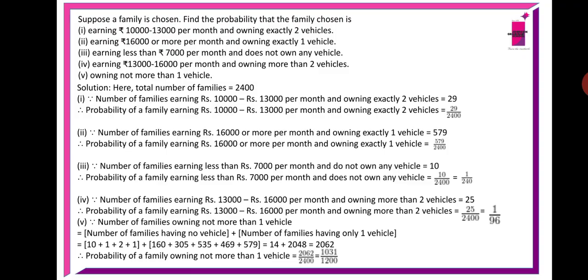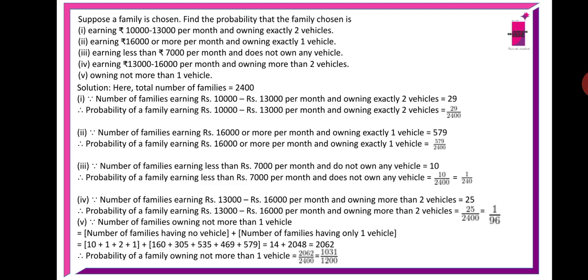Now we will go to the questions related to it. Suppose a family is chosen, find the probability that the family chosen is earning 10,000 to 13,000 per month and owning exactly 2 vehicles. You can see here the total number of families is 2,400. Since the number of families earning rupees 10,000 to 13,000 per month and owning exactly 2 vehicles equals 29, therefore the probability equals 29 by 2,400.